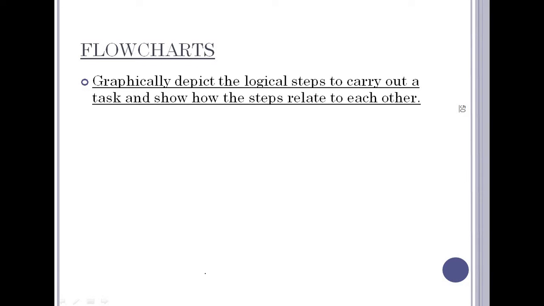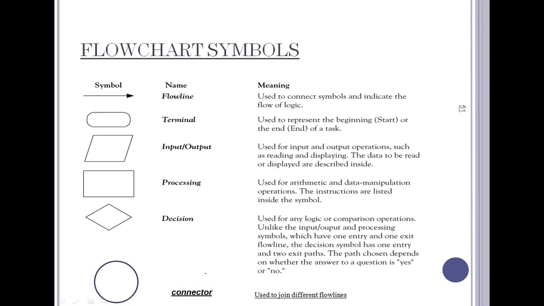So the next tool that we can use to represent an algorithm is the flowchart. The flowchart is nothing but a graphical representation, where you carry out one step at a time to accomplish a task. It graphically depicts the logical steps to carry out a task and shows how the steps are related to each other.